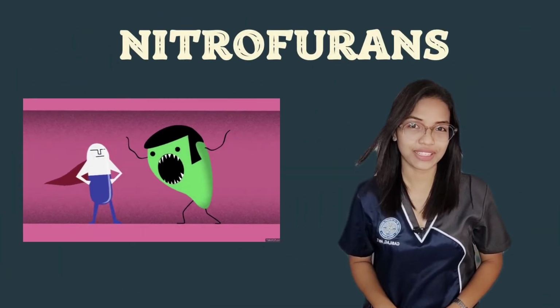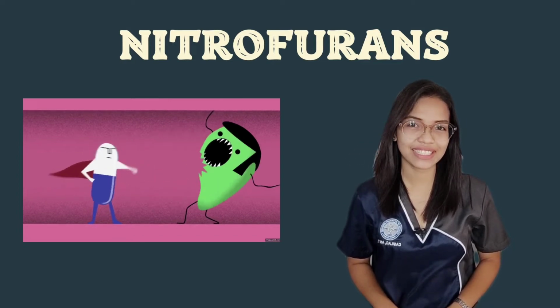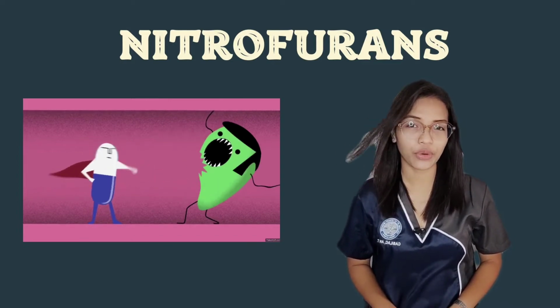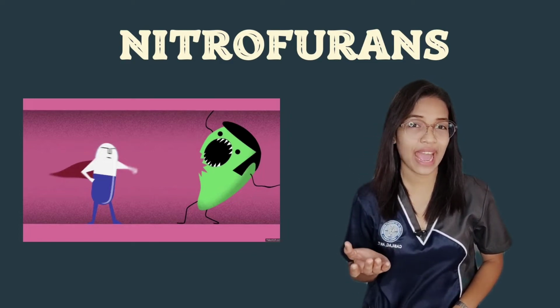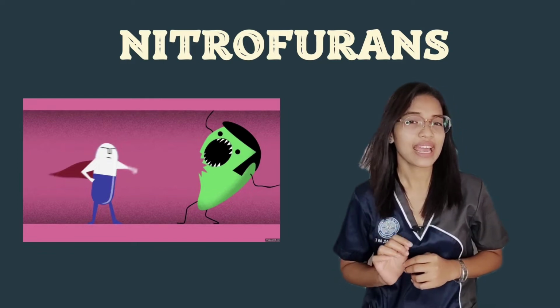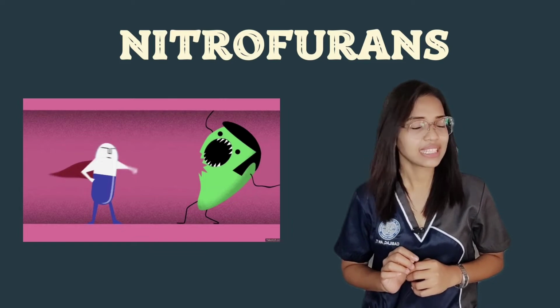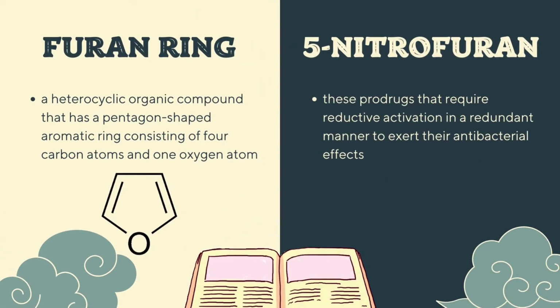What are nitrofurans then? The term nitrofurans refers to several synthetic chemotherapy agents or compounds with a broad antimicrobial spectrum. However, only a few of these have shown to be effective in animal chemotherapy. These compounds are derived from 5-nitrofuran and exhibit antimicrobial activity as it contains a furan ring to which a 5-nitro group is attached. Furan ring refers to a heterocyclic organic compound that has a pentagon-shaped aromatic ring consisting of 4 carbon atoms and 1 oxygen atom.